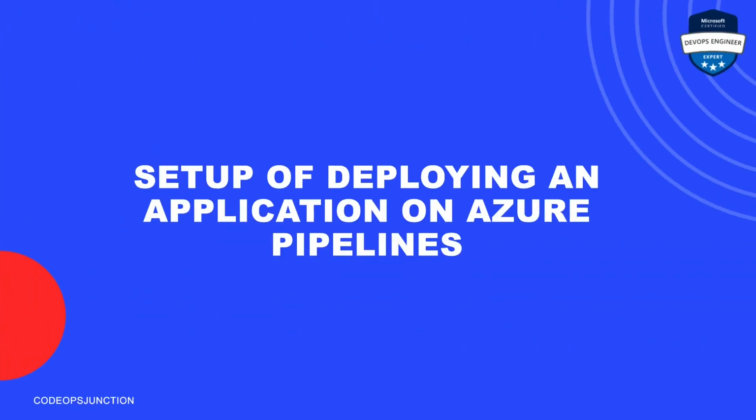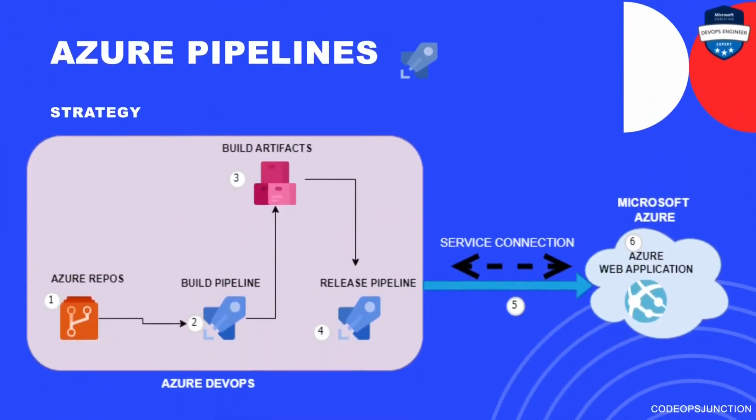First, the setup of deploying an application on Azure Pipelines. Guys, this is the strategy of how we can deploy a Node.js or React.js application to Azure Pipelines. This diagram gives a clear picture. In the first step we have Azure Repos. We store or push our code from our local system to Azure Repos, and then we check out the code from Azure Repos to step number 2, the build pipeline. Then we create a YAML file and compile the code in the build pipeline, and at last we get build artifacts. That is step number 3.